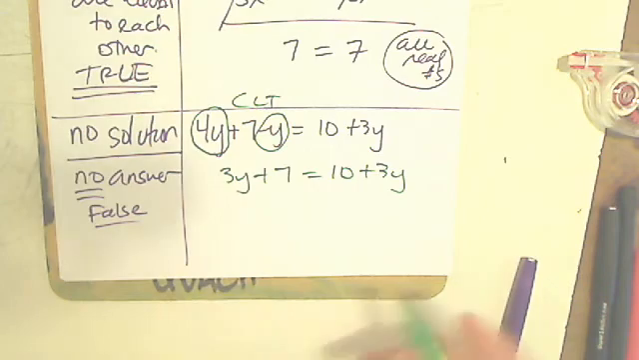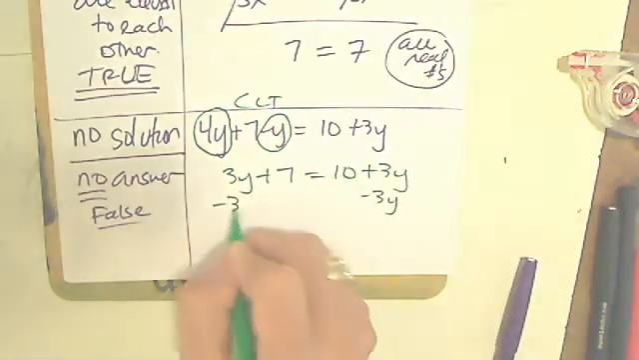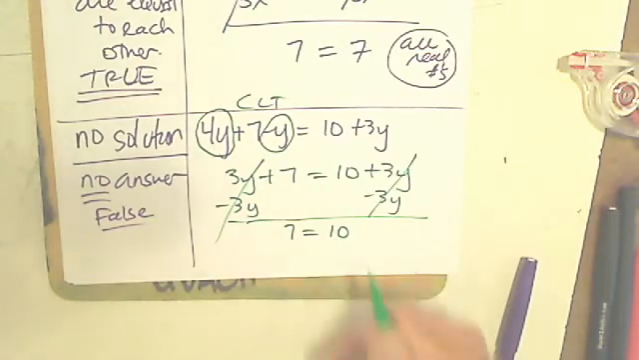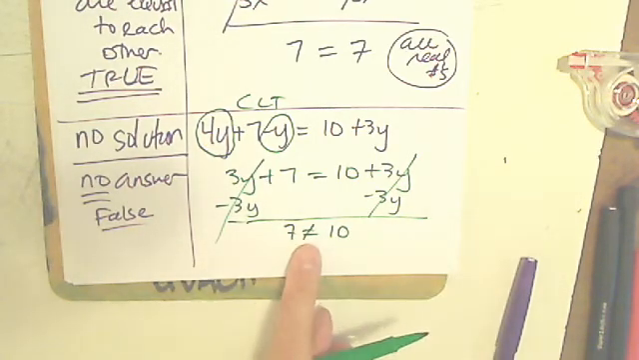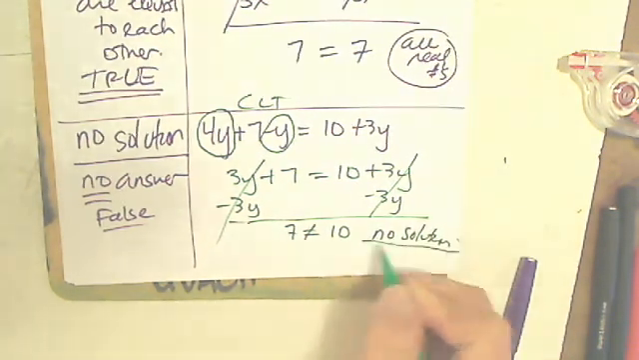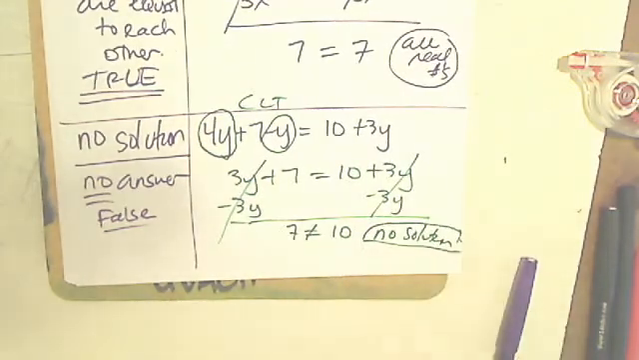Now, if I keep going, let's say if I take away 3y on both sides of the equal sign, I get 7 equals 10. There's no solution. 7 does not equal 10. This is no solution. That means that if you were to substitute in a number for y, it will not equal on both sides. There is no solution.